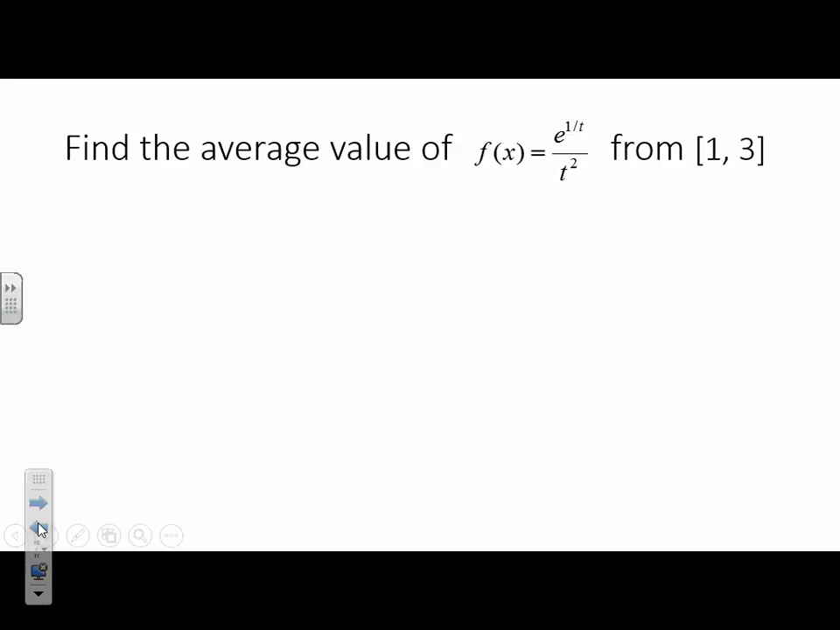Average value. How do we find average value? 1 over the length of the interval. So 1 over b minus a, so 1 over 3 minus 1, times the integral from 1 to 3 of e to the 1 over t dt.